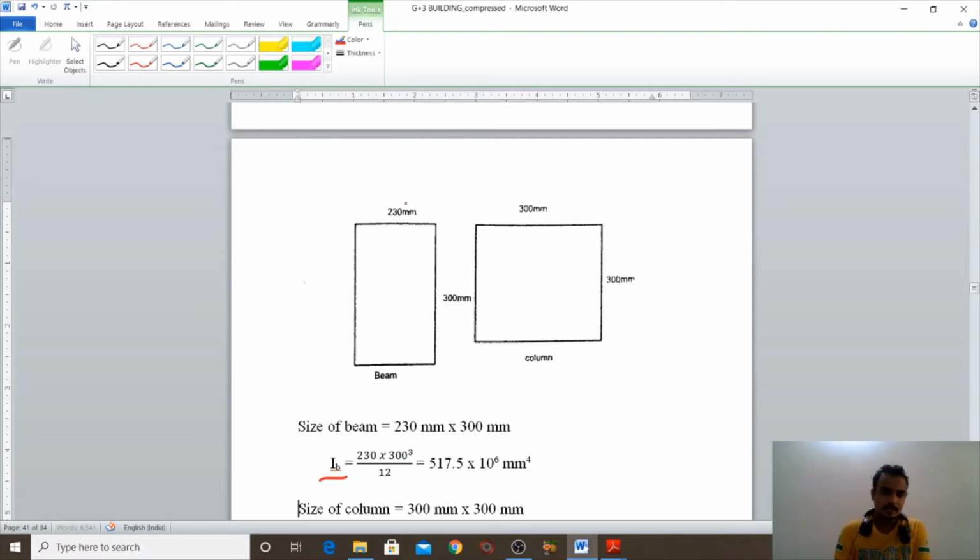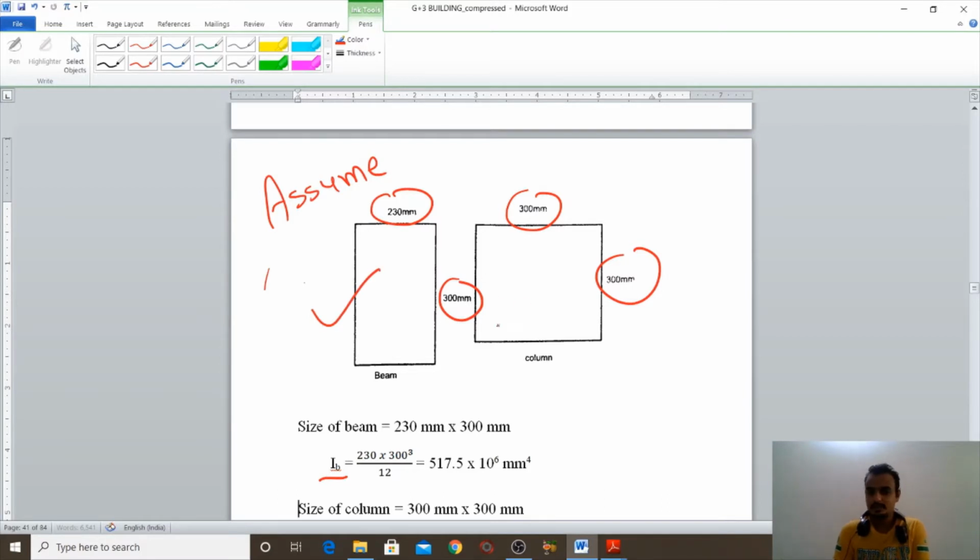For the I, we are assuming the beam dimension as well as column dimension. These are the assumed beam and column dimensions. So size of beam is 230 by 300. By this assumption we have to find out I, the equation is BD cube by 12. So 230 into 300 cube divided by 12.